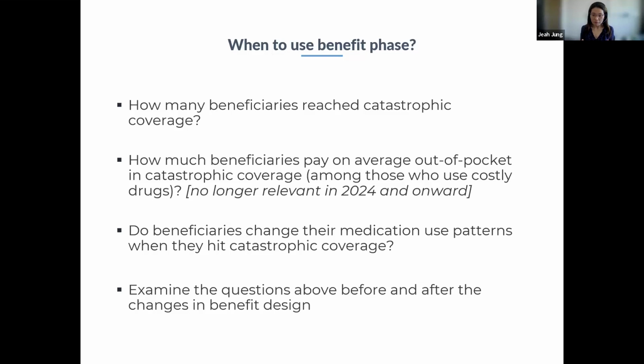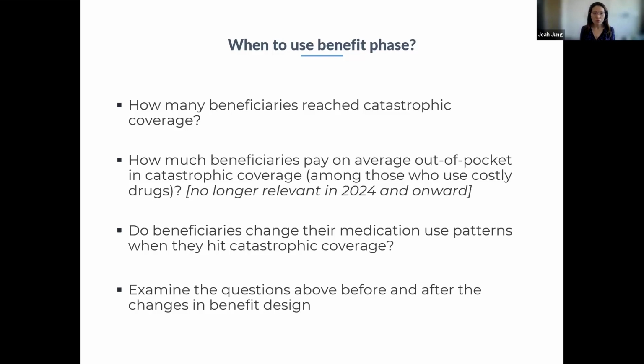Very descriptively or simply, we could ask how many beneficiaries have actually reached the catastrophic coverage. And you can also see the overtime trend, right? It was only 10 or 20% in 2010, but now in 2020, about 30% of beneficiaries reached the catastrophic coverage. That's the information, right? It just shows some trend in terms of medication utilization or how much our beneficiaries actually pay.